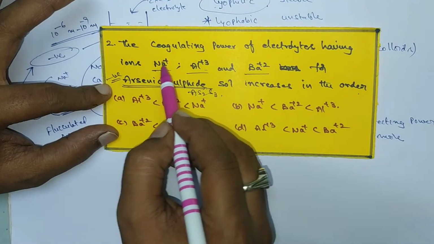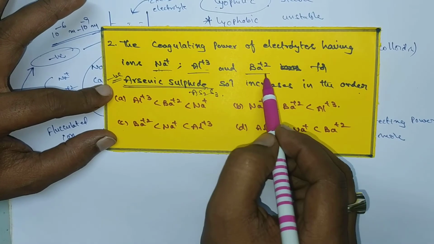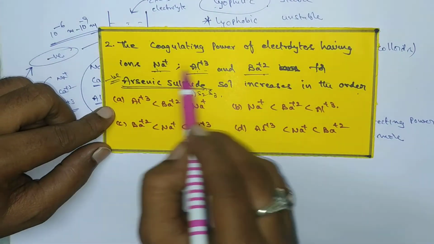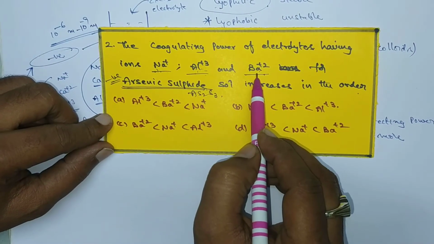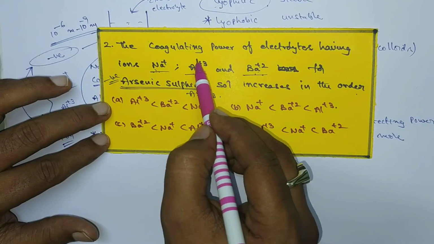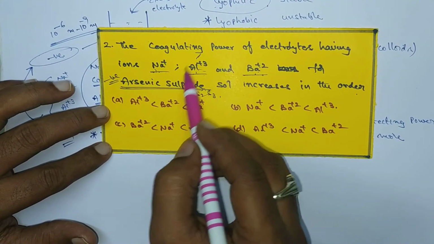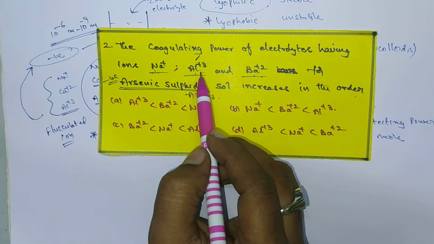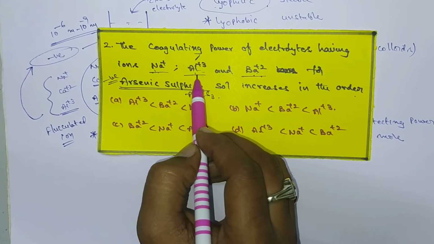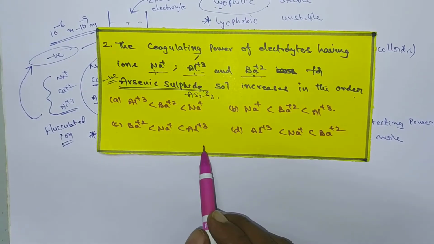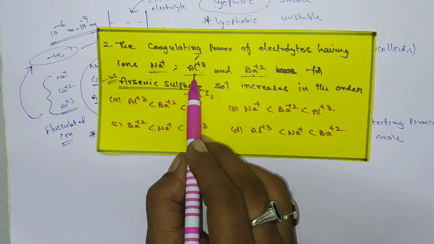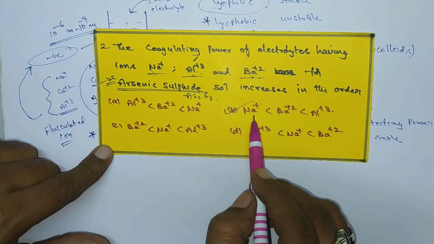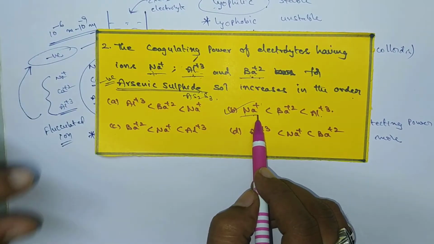Here he gave the positive ions Na plus, Al plus 3 and Ba plus 2. According to Hardy-Schulze law, greater the charge on the flocculated ion, greater will be the coagulating power. Sorry, not protecting power, coagulating power. Here Al plus 3 has more coagulating power, and then Ba plus 2, and then Na plus. So the correct order is Al plus 3, next Ba plus 2 and next Na plus. Na plus will have less coagulating power.